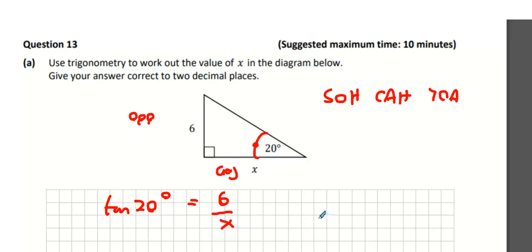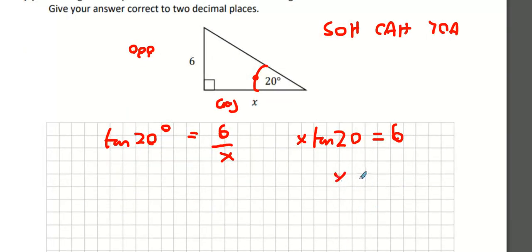Cross multiply up the x up to the tan 20. So x tan 20 equals 6. And then x equals 6 over tan 20. And then x equals 16.48 to 2 decimal places. Okay, we're done.